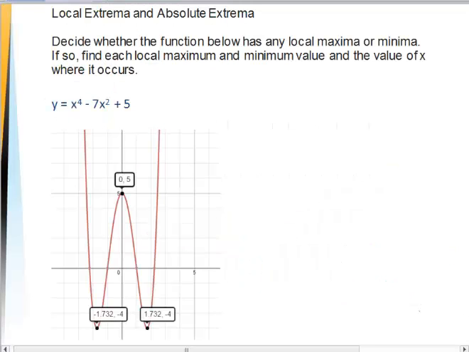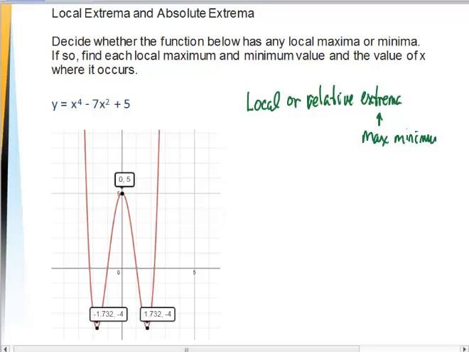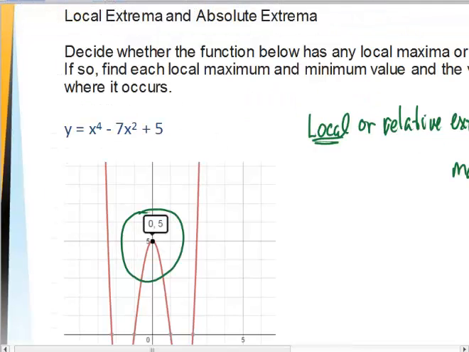Okay, so we're on to the next example, and this is where we talk about local extrema and absolute extrema. I'm going to first talk about what are called local or relative extrema. Extrema refers to a maximum or a minimum value. Local means in a certain area of the graph, like this local area. If you were to zoom in on this area so you could only see that part.